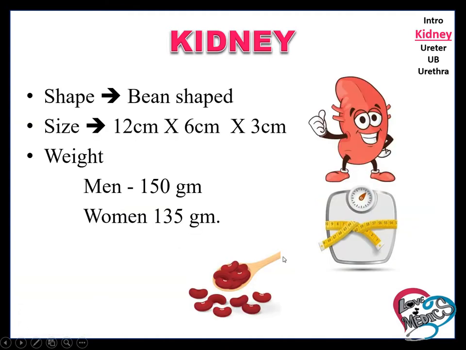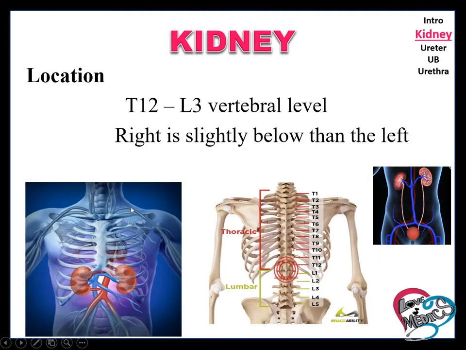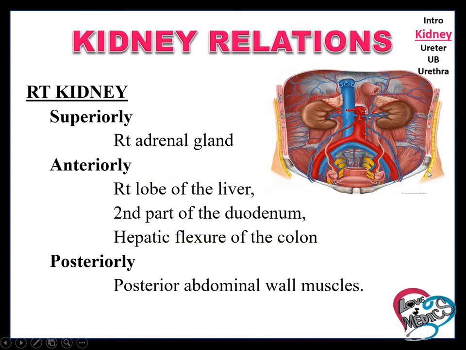column. It is a bean-shaped organ and the size of the kidney is 12 by 6 by 3 centimeters, and the weight of the kidney in men is 150 gram and in women 135 gram. Also, the kidney is located from T12 to L3, and the right kidney is slightly lower than the left kidney.